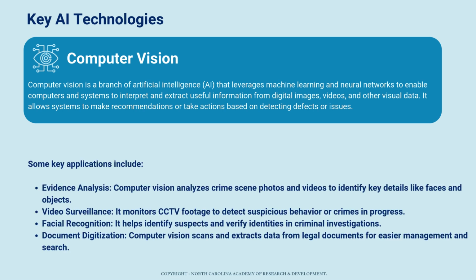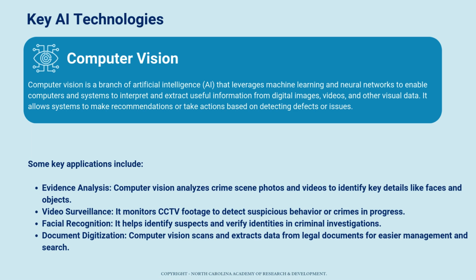For example, in law, computer vision can analyze video footage from a crime scene to identify key details, such as faces or objects. If a suspect is caught on camera, CV can help identify them, aiding criminal investigations. It can also scan legal documents, extracting key information like clauses or dates, making the process faster and more efficient. In simple terms, computer vision allows computers to see and understand images, revolutionizing how we use visual data in the legal field.